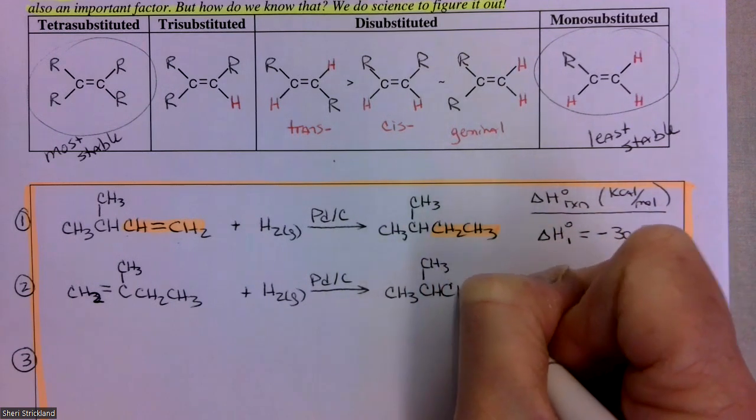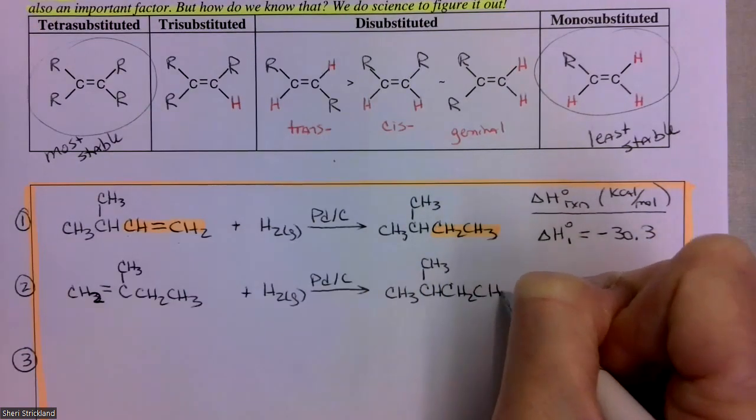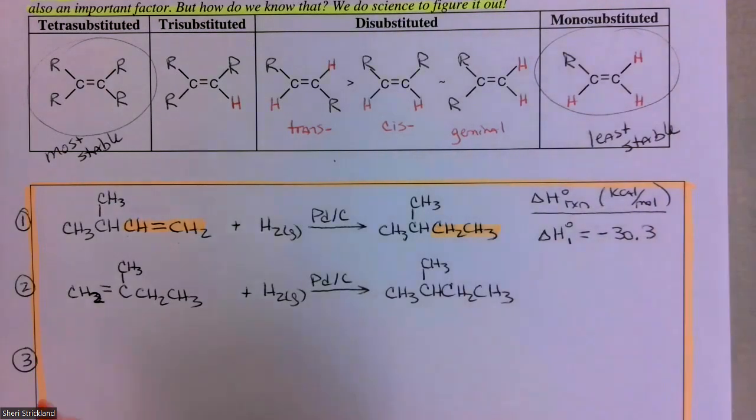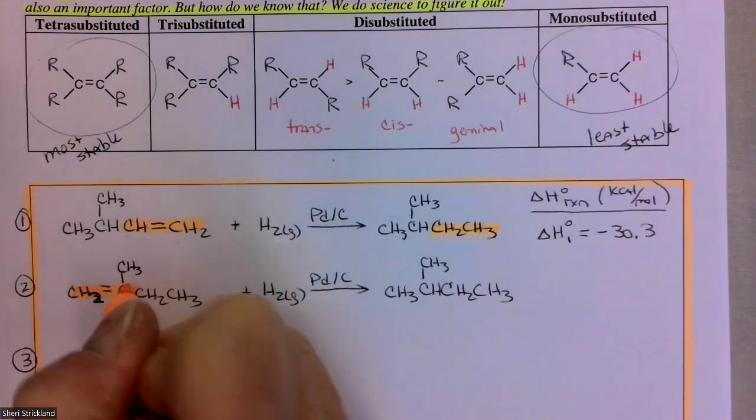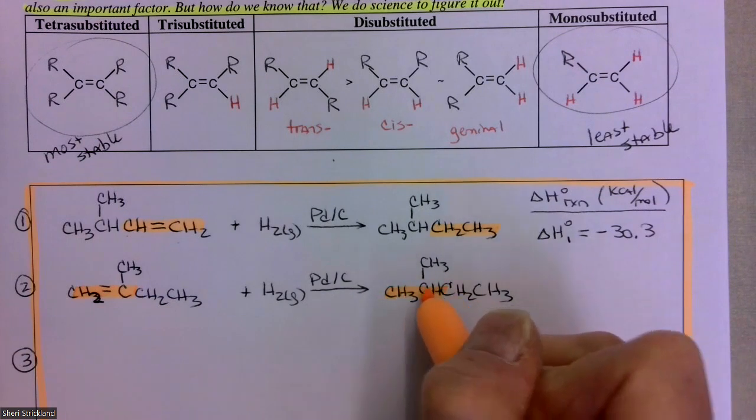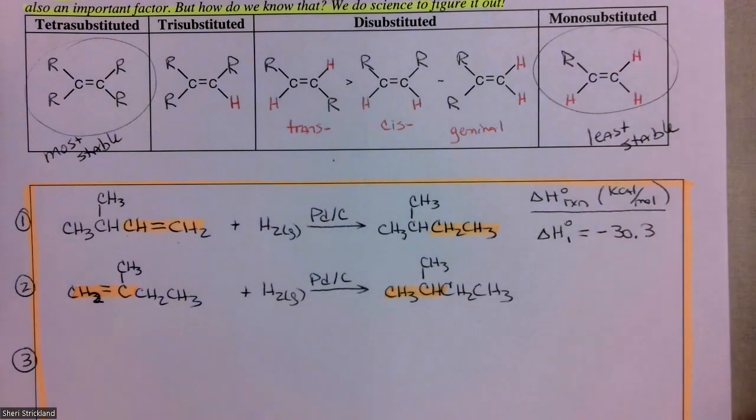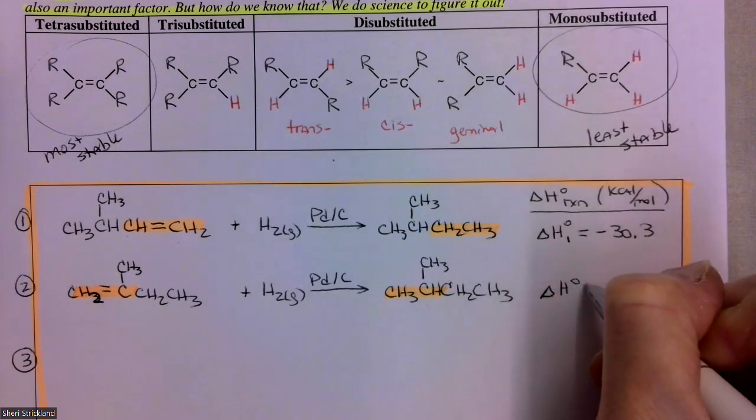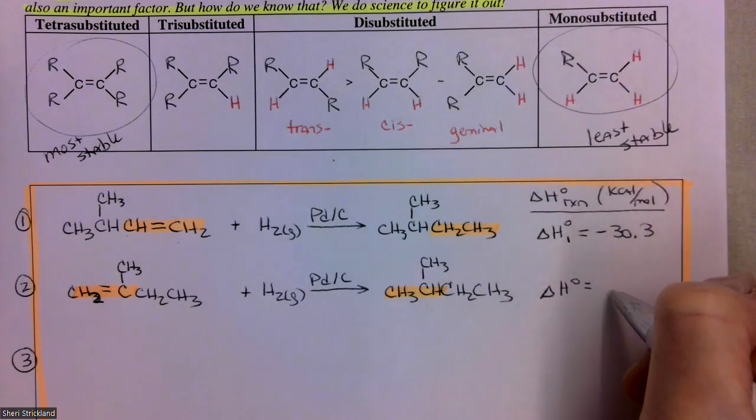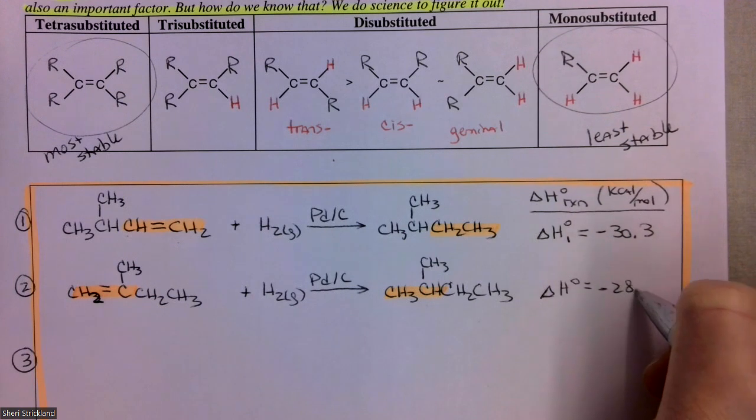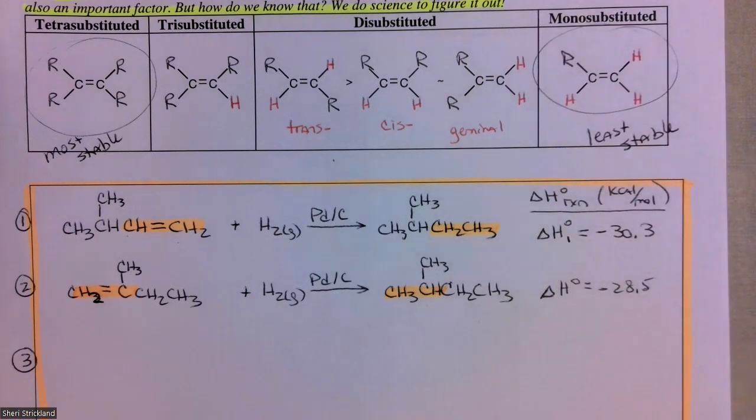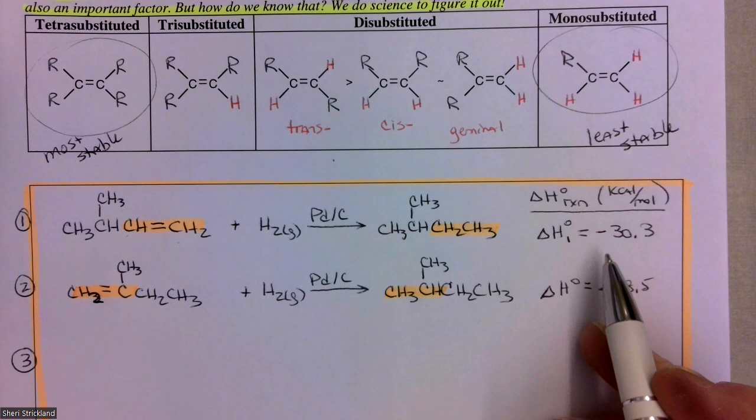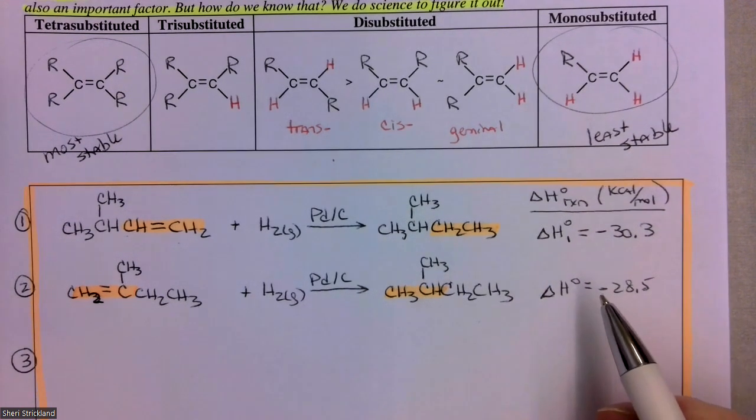Because we've added the hydrogen to a different part of that molecule. See that? So it's these two carbons that are involved. And that's how they end up. And the enthalpy change for this process is minus 28.5 kilocalories per mole. And remember, the minus sign tells you how much energy is released.